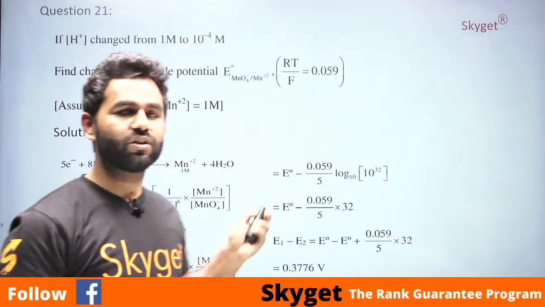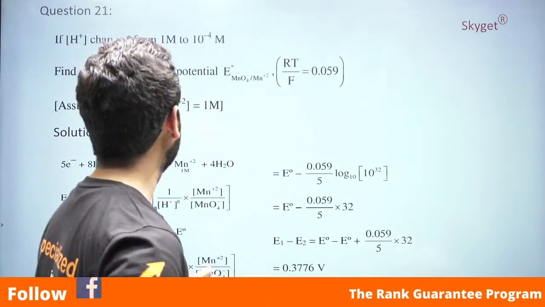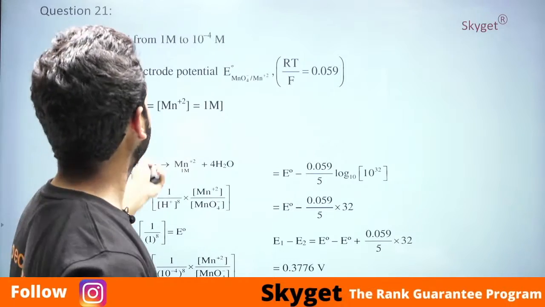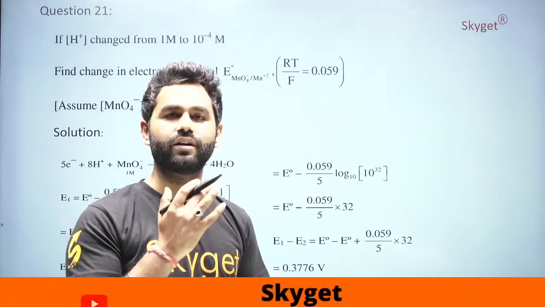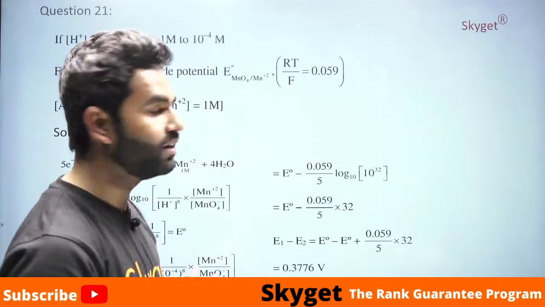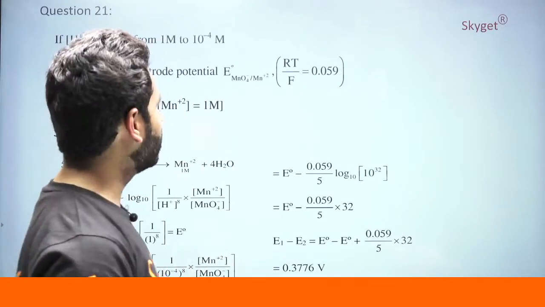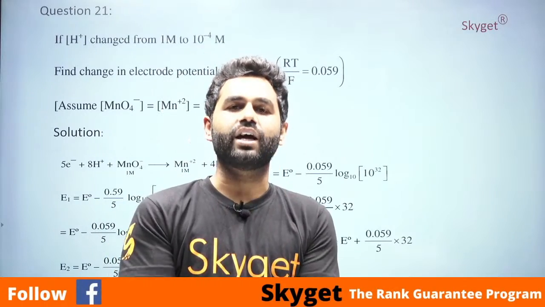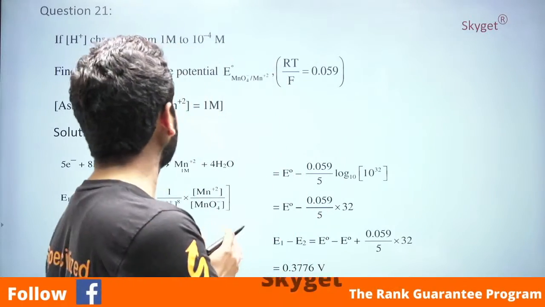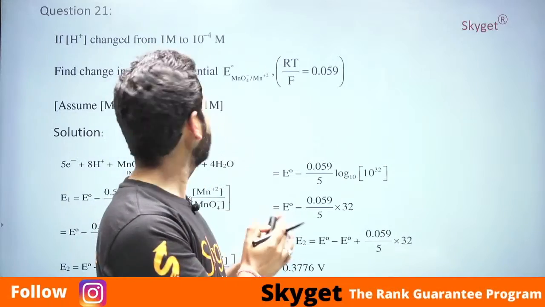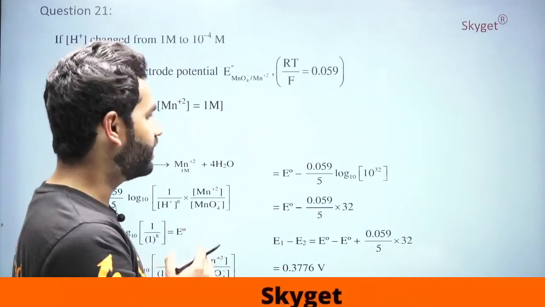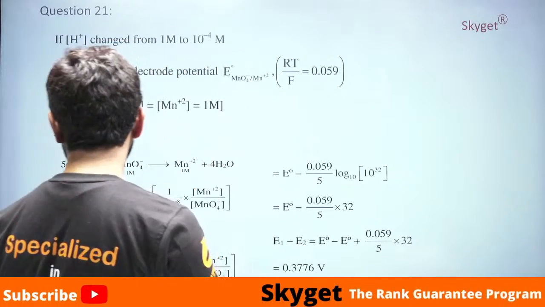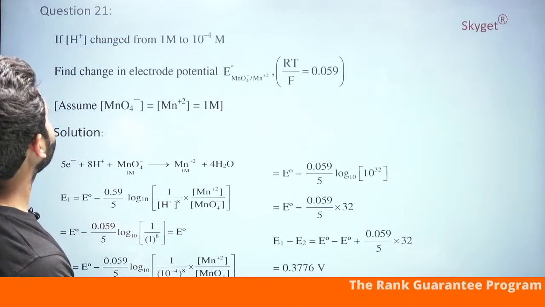I told you how to approach this question. First of all, whenever you are given a half cell reaction, be it a reduction or oxidation half cell reaction, first balance it, get to know the number of electrons taking part in the reaction, get to know the coefficients of the concerned ions, and then approach it using the Nernst equation. Let's go to the next question quickly.